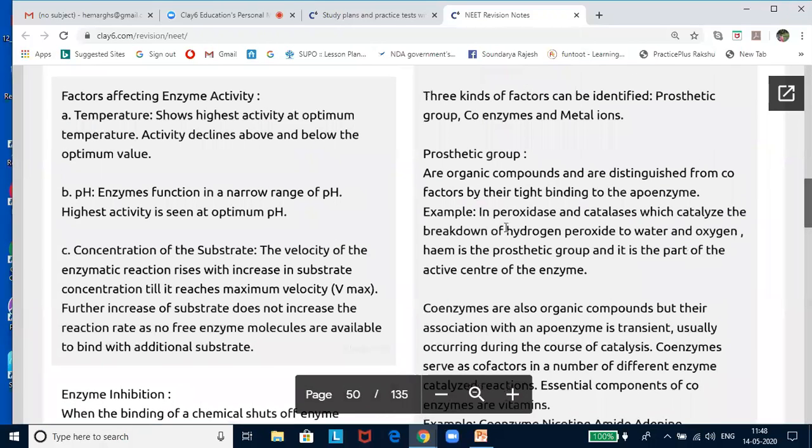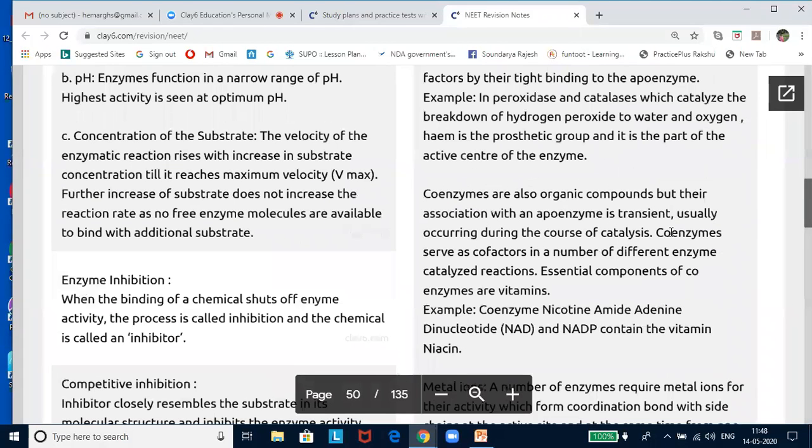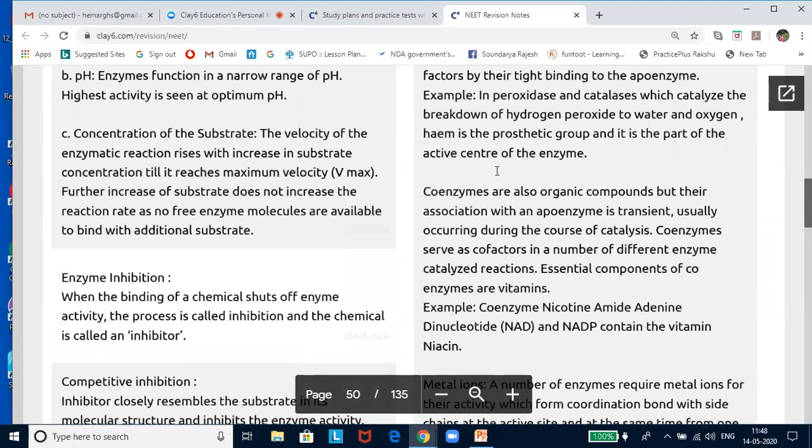For example, in peroxidase and catalases, which catalyze the breakdown of hydrogen peroxide to water and oxygen, heme is the prosthetic group and it is the part of the active center of the enzyme.